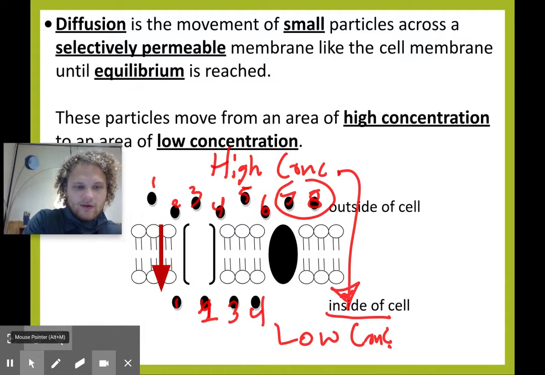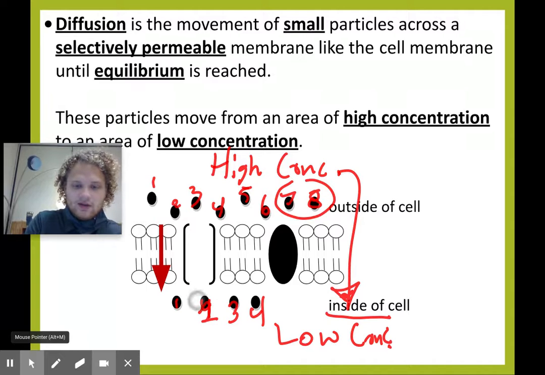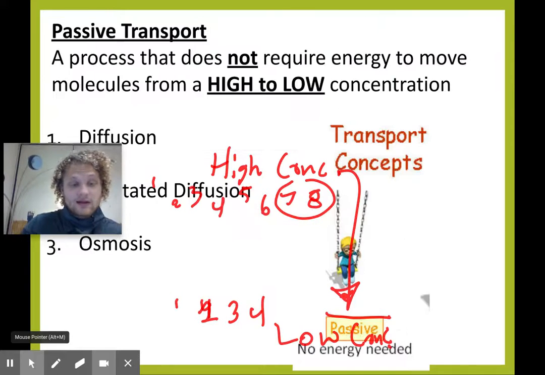I'm just going to move myself over here. Okay, it's going to flow into the cell from the outside because we have a high concentration in here. Now this could flip. We could have had a high concentration on the inside of the cell and have it flow to the outside. So you got to keep that together.